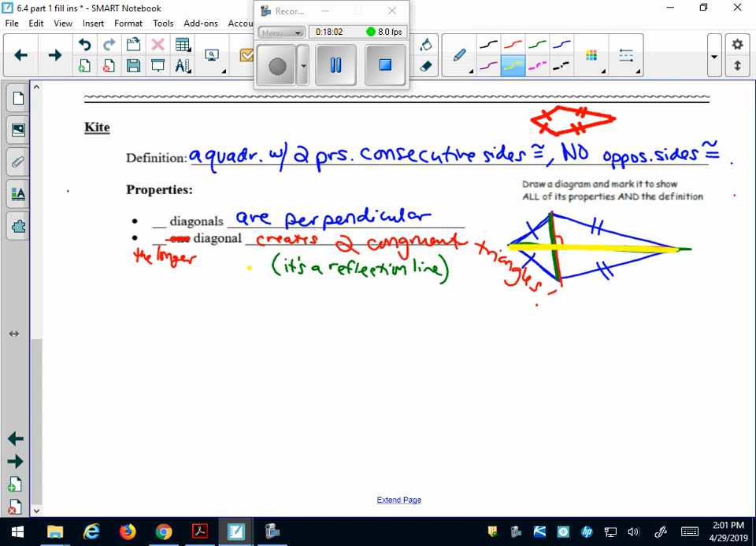But here's another way of thinking about that. The longer diagonal is a reflection line. It's a line of symmetry. Everything that's created on the 2 sides of that longer diagonal are exactly the same as each other.